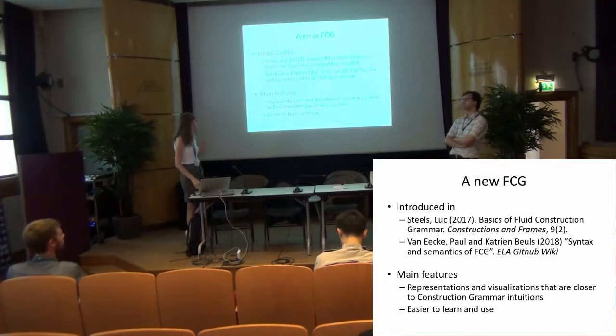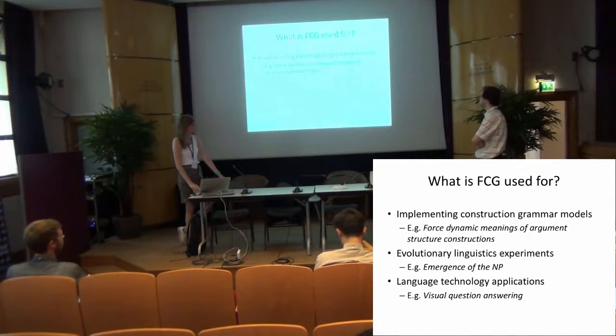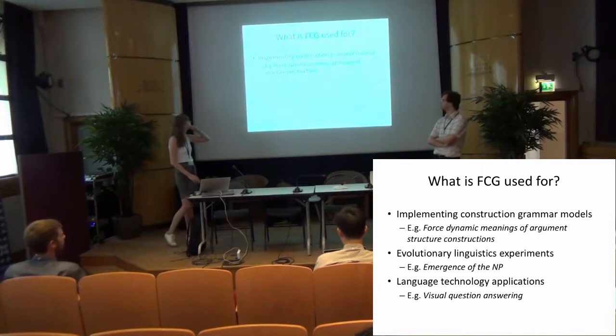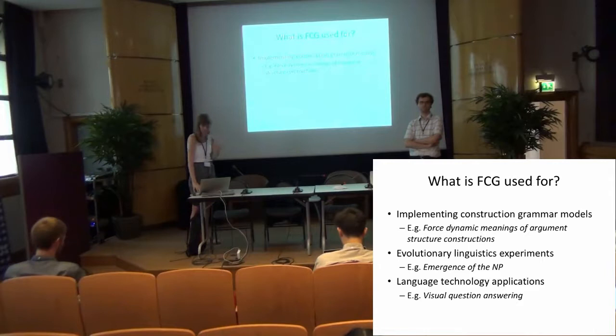We heard from people that did it on their own, and there is now also an FCG app for installing on Mac, so it's already much easier to get it running on your computers. So what do we use it for? Why are we doing this, actually? Well, the first point, of course, is to implement construction grammar models. This is the title of Bill Croft's talk, because in our tutorial today we will operationalize some of the constructions on spectral contours that he proposes in his book Verbs. So that's one of the uses.